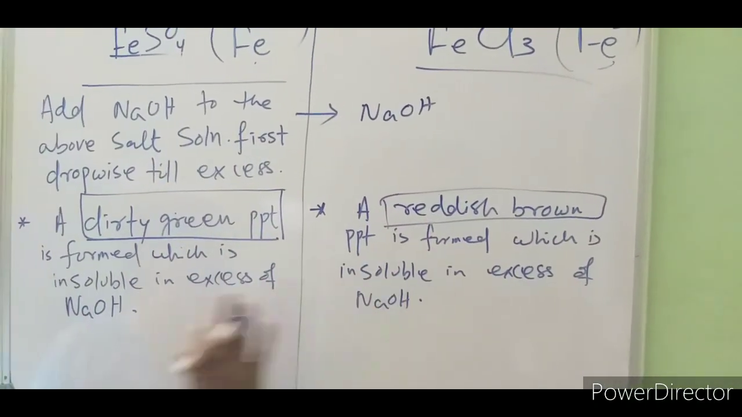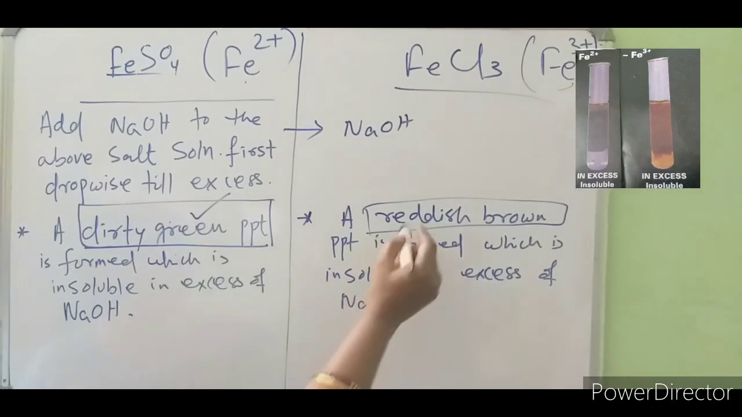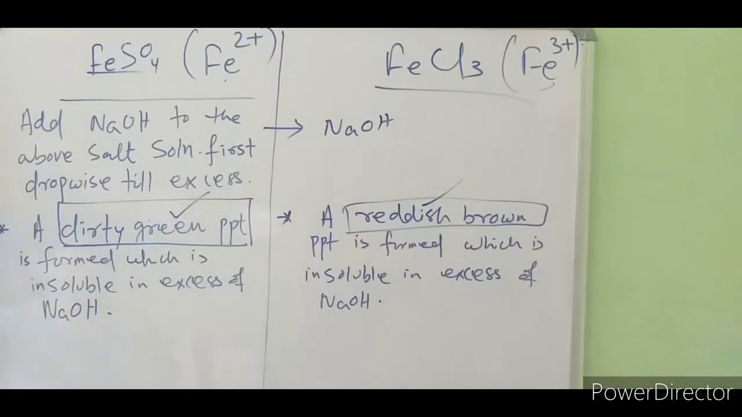In both cases the precipitate will not dissolve, and in both cases a precipitate will be formed, but in this case it is a dirty green precipitate, and here it will be a reddish brown precipitate.